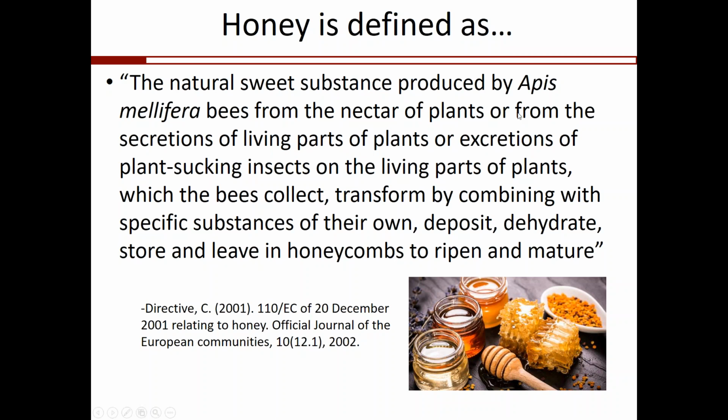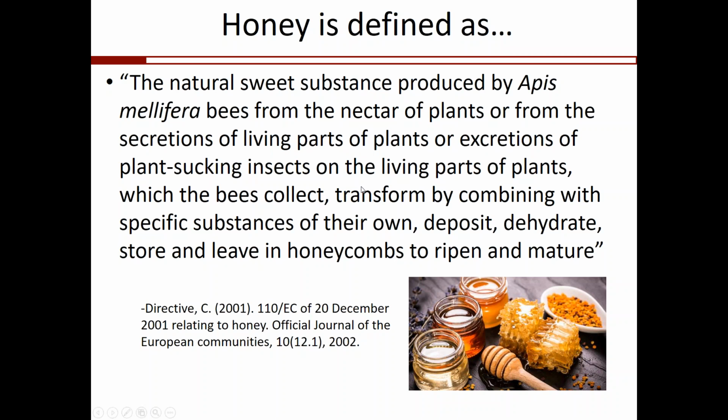So I'm just going to break this down real quick, this entire quote. But the first part here, the thing that stood out to me is they specified Apis mellifera bees. So this is for honeybees specifically. Even though certain species of stingless bees will produce honey in pots, they're defining honey as honey produced by Apis mellifera bees. And these are going to be from nectar from plants or excretions from plant-sucking insects. So this will include honeydew. So honeydew honey from aphids, that's also included in the definition of honey.